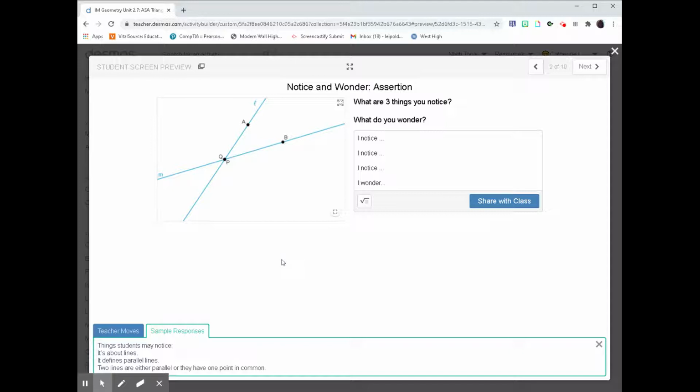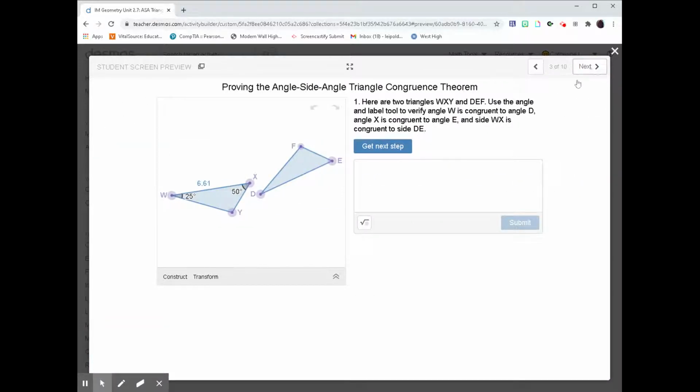And maybe you're wondering, why are we looking at intersecting lines and parallel lines and all that? Okay, we're proving the angle side angle triangle congruence theorem, and to be exact, we're really not proving it here, guys. We're just showing that, in fact, it does work.